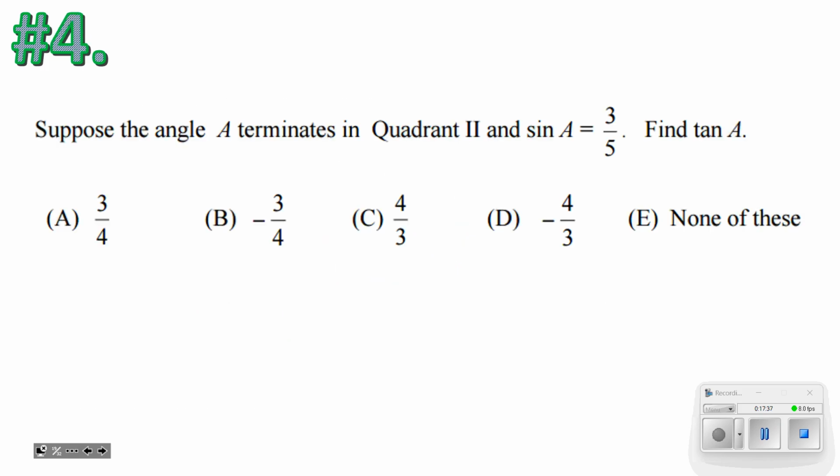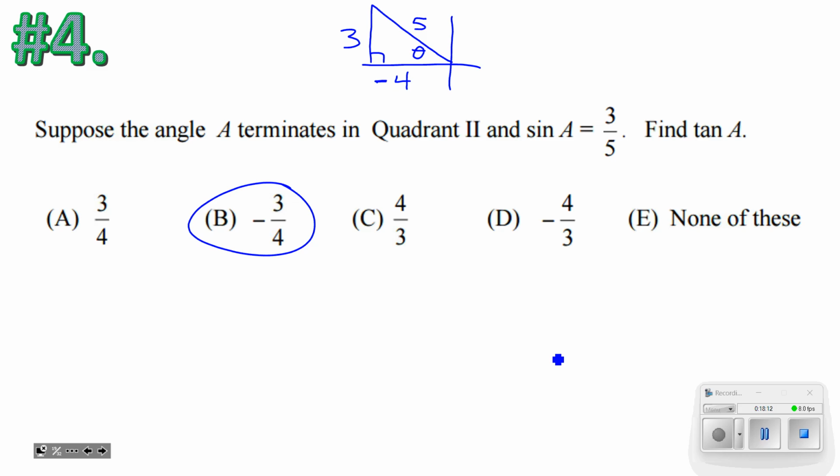All right, continuing, number four. Number four requires you to draw in quadrant 2 a right triangle. Sine, opposite over hypotenuse, is 3 over 5. What you need to do is find your adjacent leg, and it's going to be 4, but you want to consider it as -4 because it's going left. So, since it's -4 there, tangent is going to be B, -3/4.